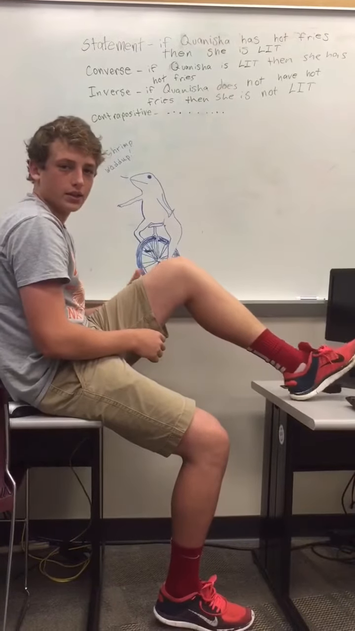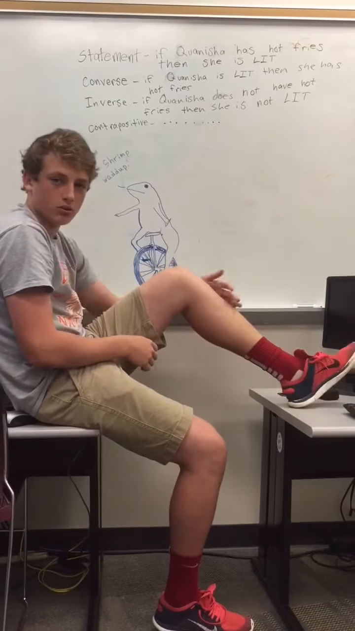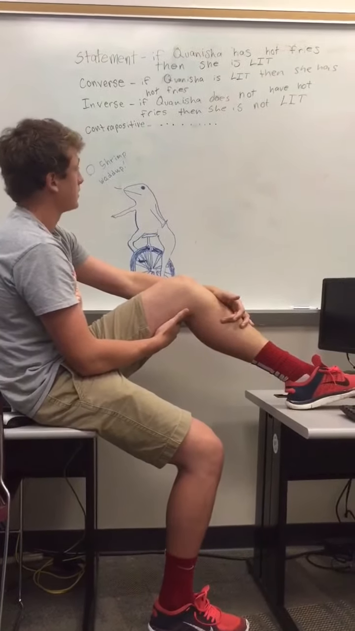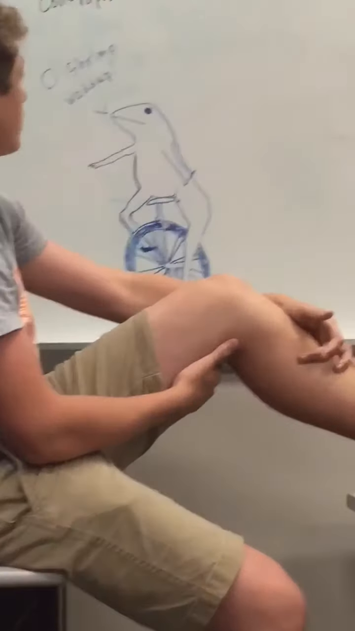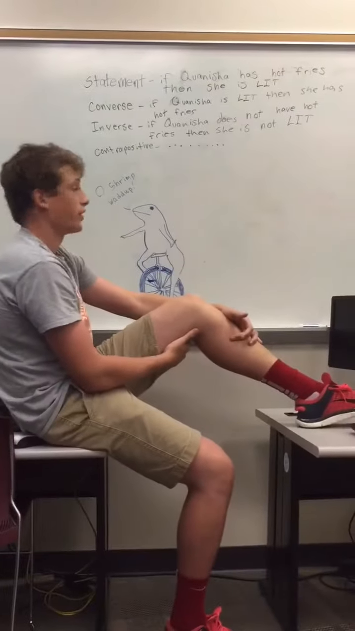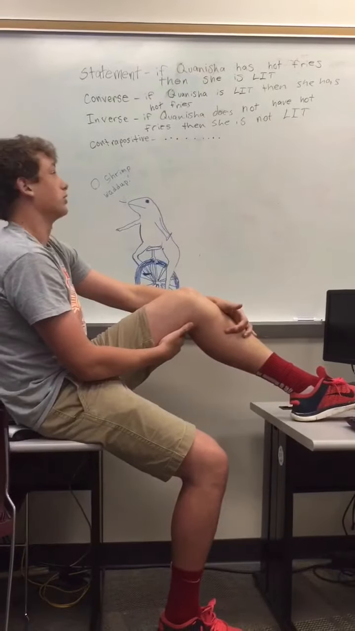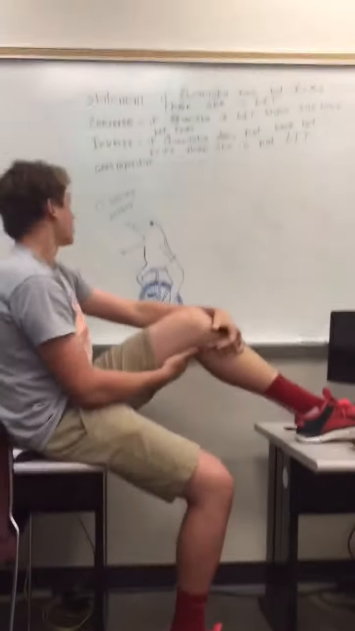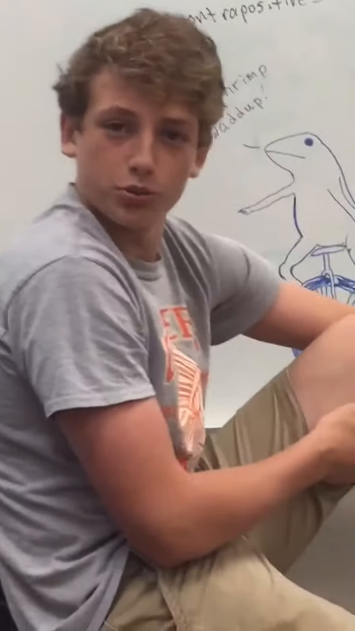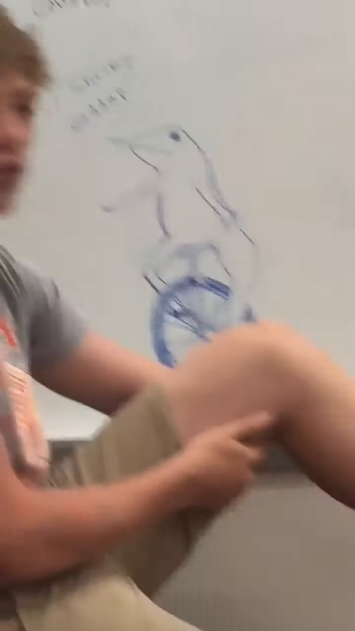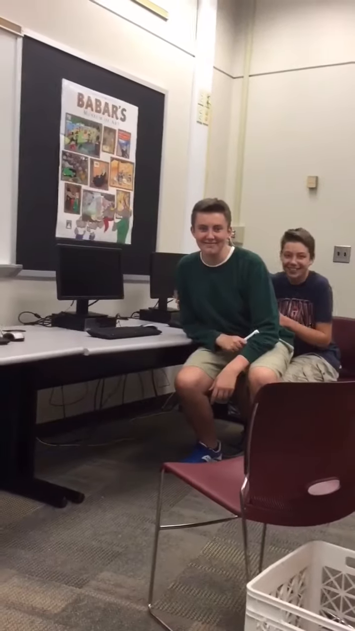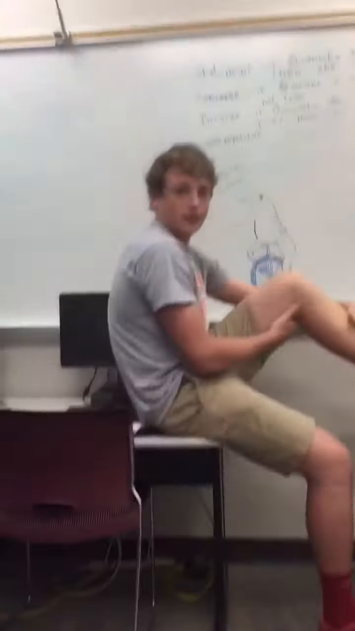Hello, class. We are going to go over an example. Statement. If Cornisha has hot fries, then she is lit. Converse. If Cornisha is lit, then she has hot fries. Inverse. If Cornisha does not have hot fries, then she is not lit. Contrapositive. Beatrice, would you like to give us an answer? Wrong. The right answer is, if Cornisha is not lit, then she does not have hot fries.